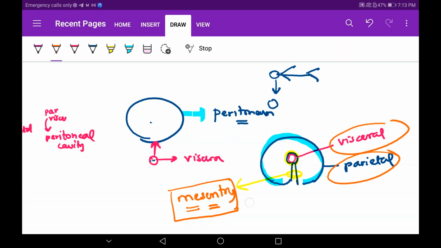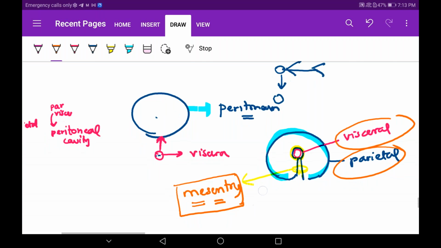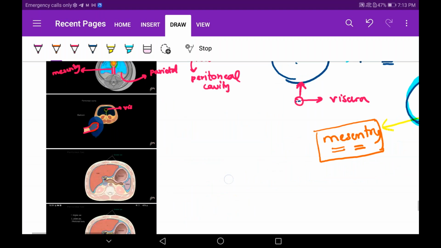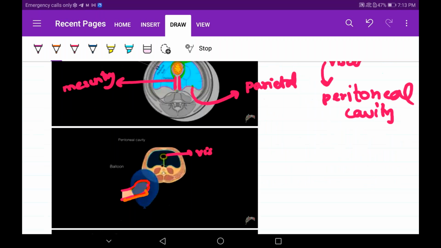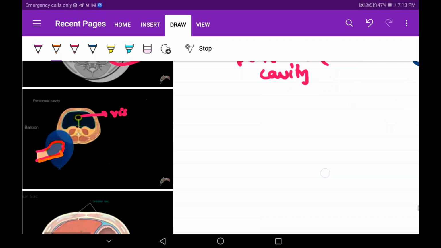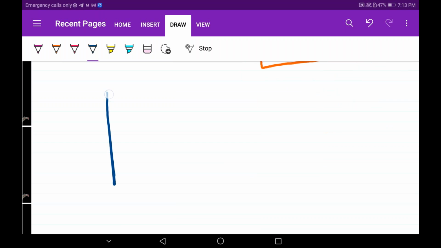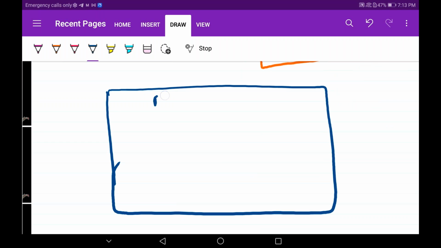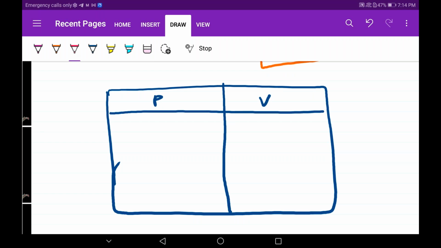Now these were the two diagrams I had shown. This is the hand, balloon. Now let's go further. For your theory exams and for your viva, they may not ask this, but you have to have an understanding of the difference between the parietal peritoneum and the visceral peritoneum. Note down this, guys.